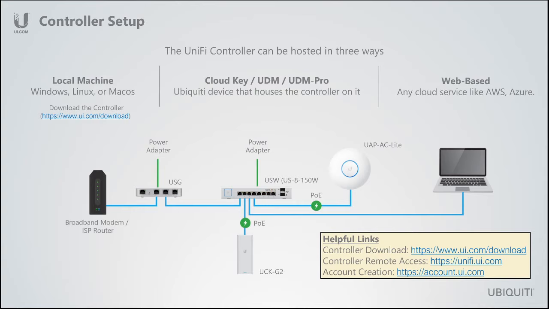The helpful links down there are more to do with the downloads which are available, the newer controller downloads, which are available at ui.com/download. All of these different controllers that you see, the local machine, the cloud keys, the web-based controllers, can still be accessed remotely. To access them, you would have to turn on the cloud access settings on your controller and then simply go ahead and access it from unifi.ui.com. To have access to unifi.ui.com for your devices, you would require an account on account.ui.com.